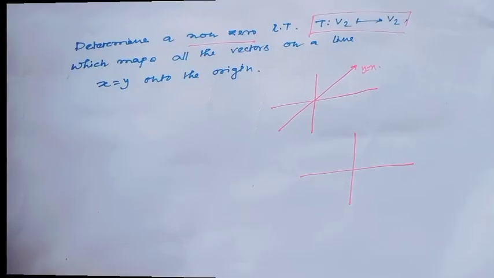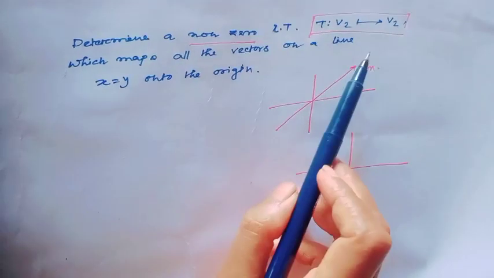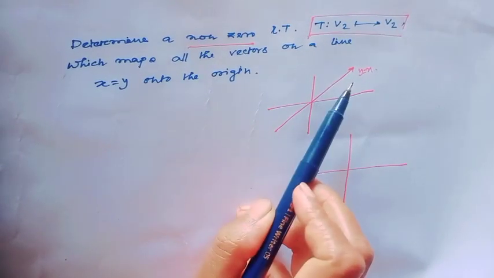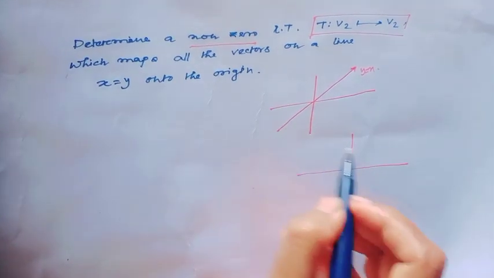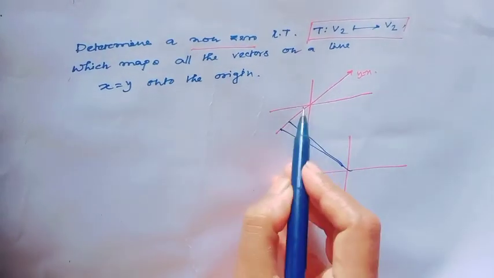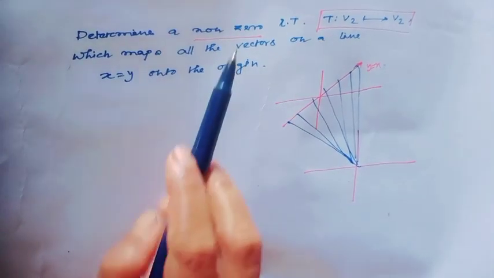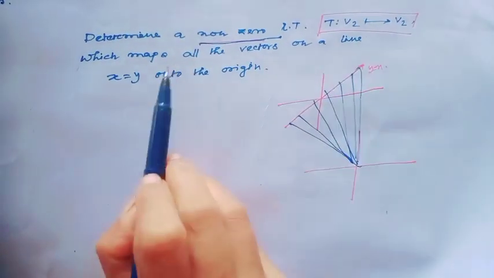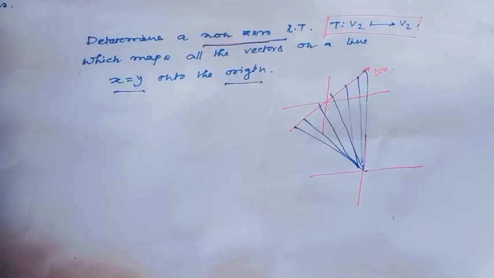Okay. Our next example is: determine a non-zero linear transformation T from the vector space V2 to V2 which maps all the vectors on the line x equal to y onto the origin. That means here all the points y equal to x map to the 0 vector. But here the question is to determine a non-zero linear transformation. The given instruction says all vectors on the line x equal to y map to the origin.